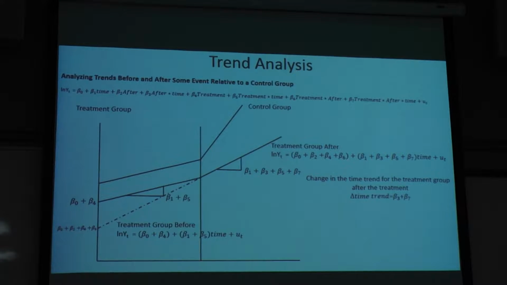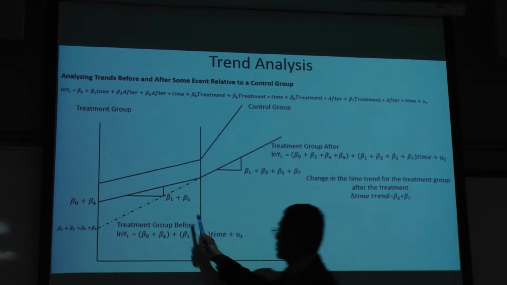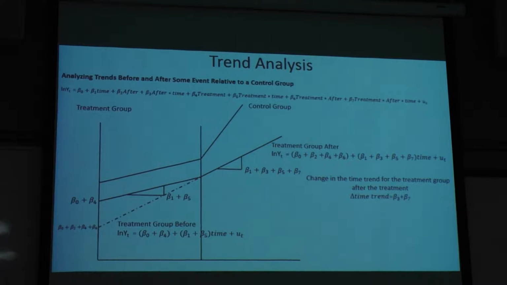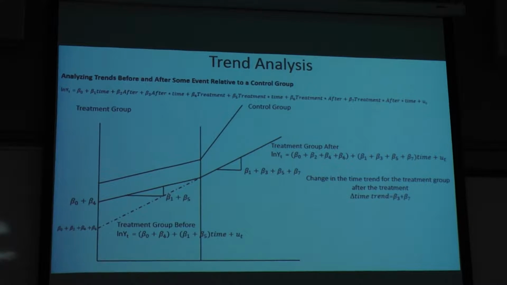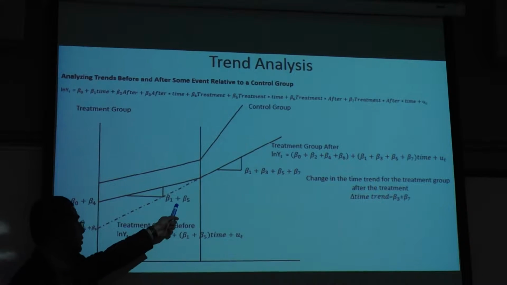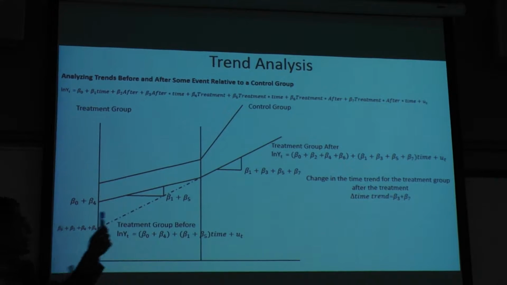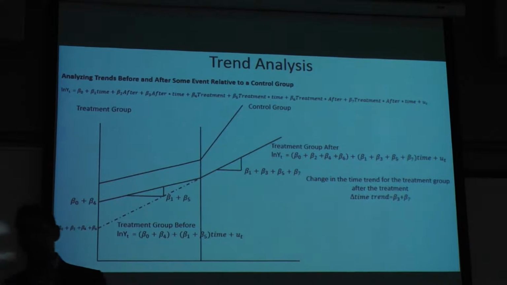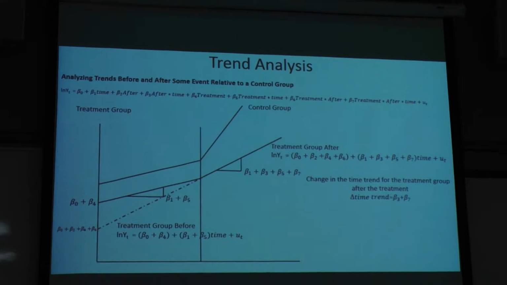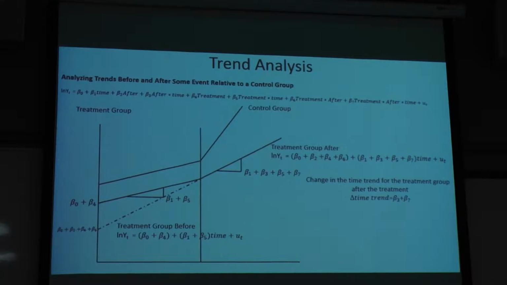All right. Compare the before and after for the treatment group. In other words, here's the slope of the treatment group before, which is beta 1 plus beta 5, right? Here's the slope of the treatment group after the treatment, and it's that big long beta 1, 3, 5, and 7.